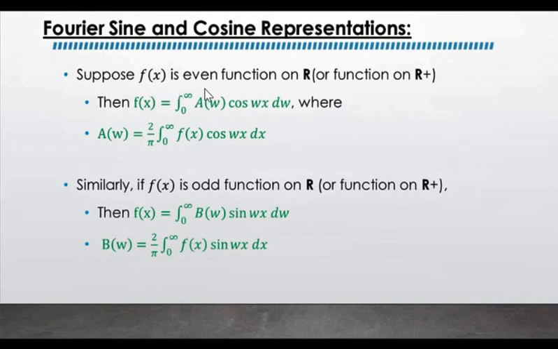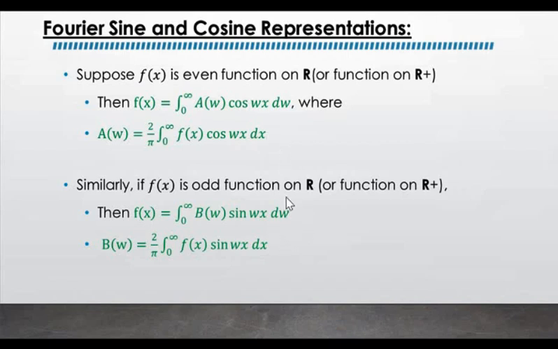So it says that suppose f of x is an even function on the real line, or a given function on the positive real axis, which can be assumed to be extended as an even function to the entire real line. In that case, with those conditions satisfied, f of x can be written as integral 0 to infinity a omega cos omega x d omega, where a omega is 2 by pi integral 0 to infinity f of x cos omega x dx. And similarly for odd functions also, we can obtain f of x in terms of sin omega x. This is called the Fourier cosine integral representation, and this is called the Fourier sine integral representation.